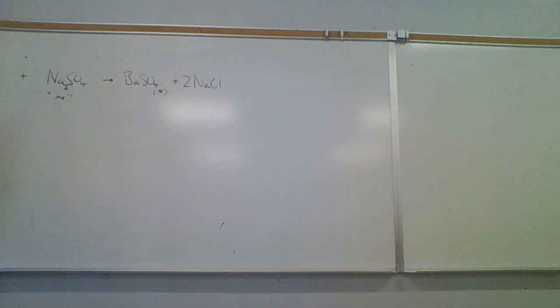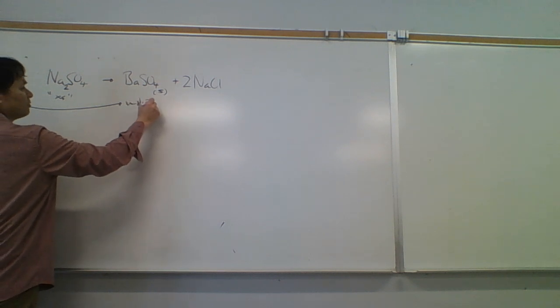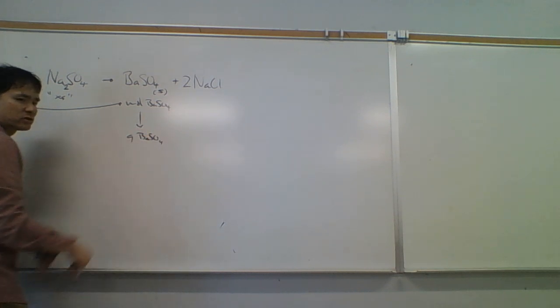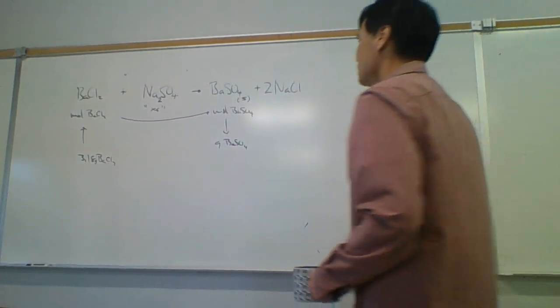And so we're starting off with 3.18 grams of barium chloride. And so where do we go from here? Grams of barium chloride to moles of barium chloride. From moles of barium chloride to moles of barium sulfate. And from moles of barium sulfate, we'll go to grams of barium sulfate. And so here's our stoichiometry map for this particular problem.